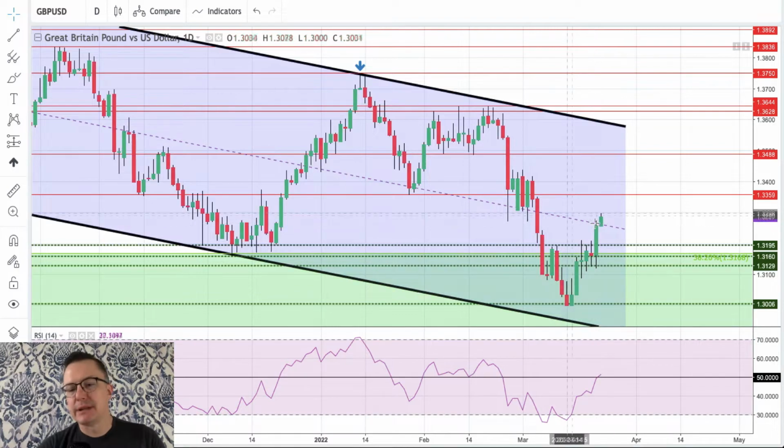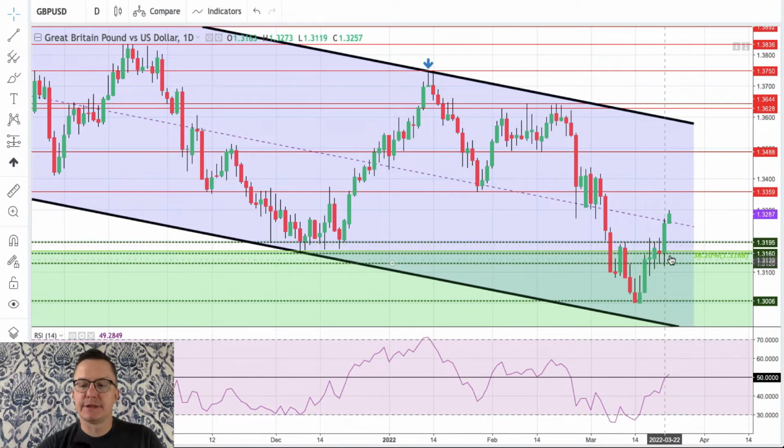The 50% middle line inside of the channel is broken already. A very nice candle yesterday, a very big green up candle was made. So we expect a continuation of this move to the upside.